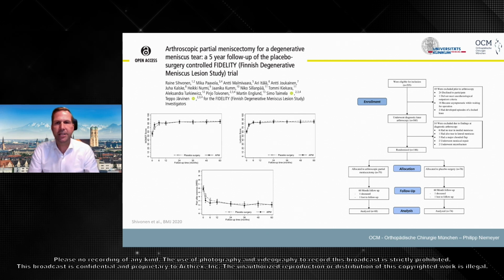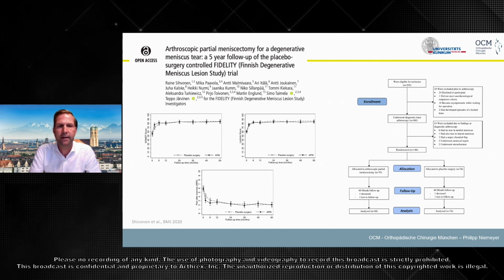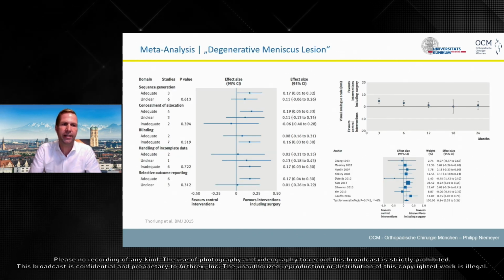The latest publication on this topic is the 5-year data of the Shibone study that has just been published a couple of weeks ago, demonstrating no benefit of arthroscopic partial meniscectomy compared to placebo surgery, which is really remarkable in a follow-up of 5 years. This study is in line with several other studies that compare partial meniscectomy to other active treatments. Nevertheless, we have some concerns about these studies.